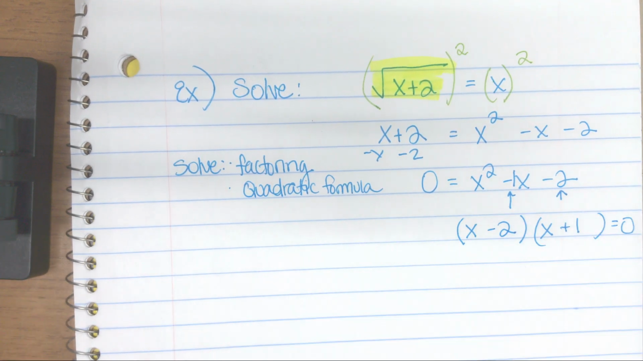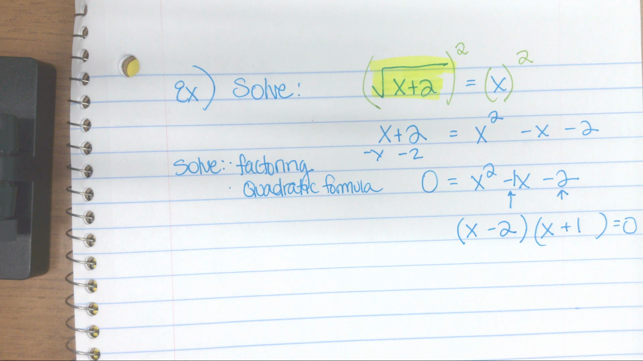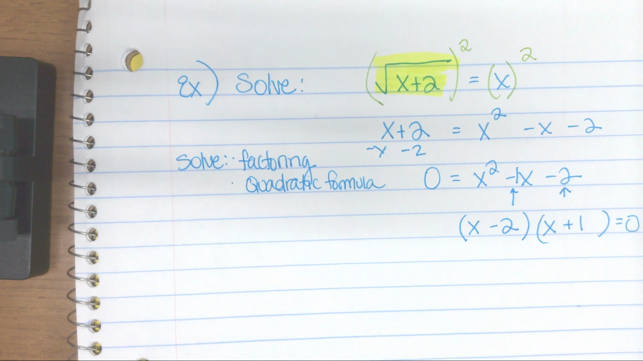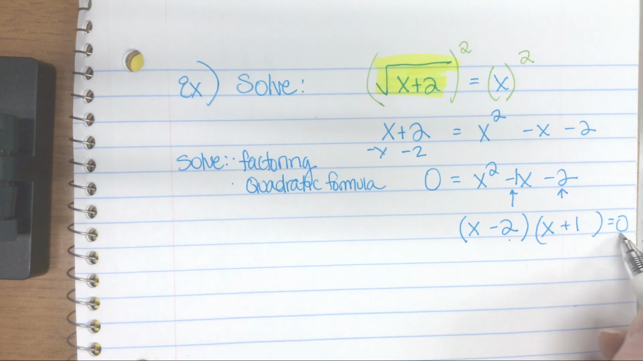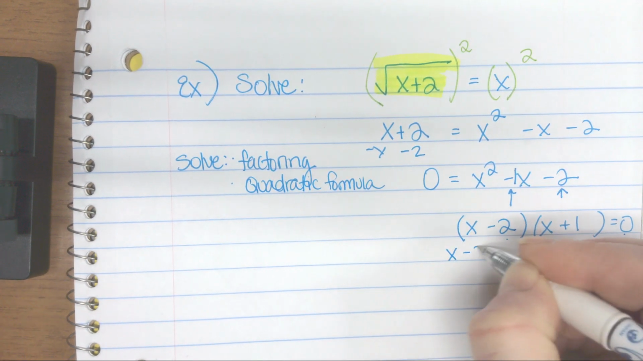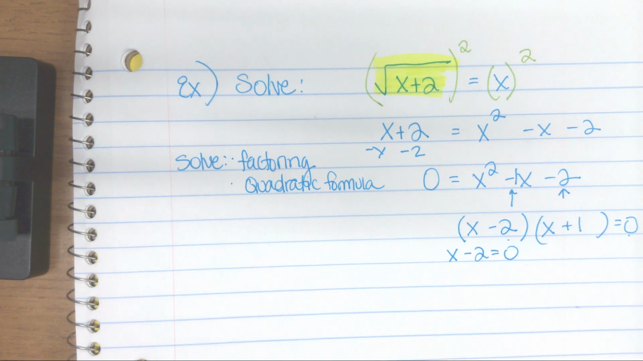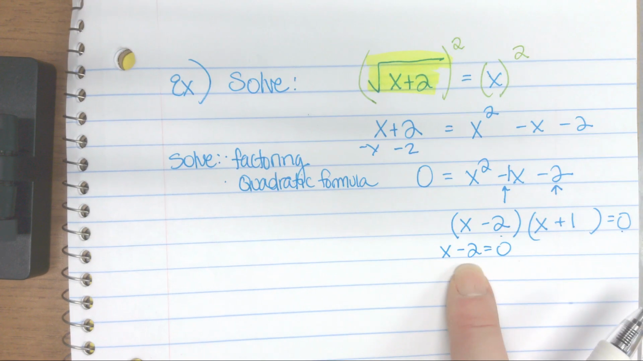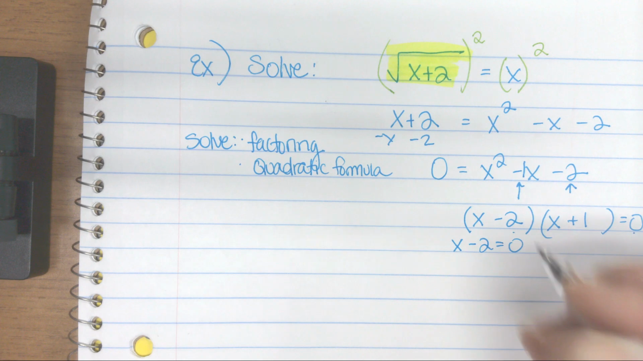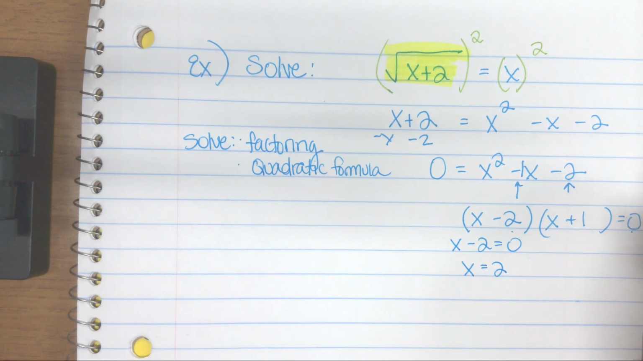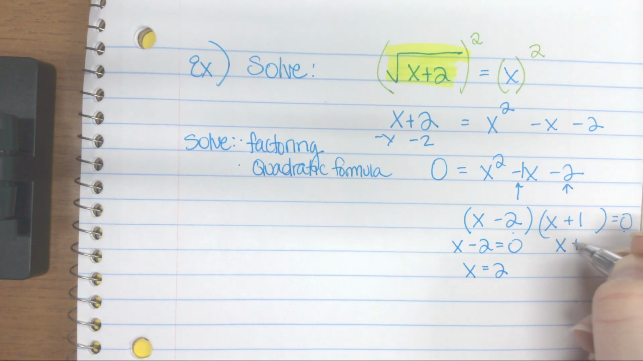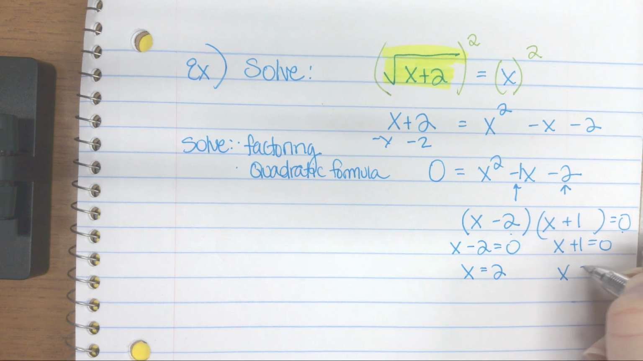Okay. The thing about factoring is sometimes people get to here and they forget to go all the way. The goal isn't factoring. We want to solve this. So we're going to set each of those factors equal to 0. Most of you can do that in your head. What would be the solution to this? 2. This would be negative 1.